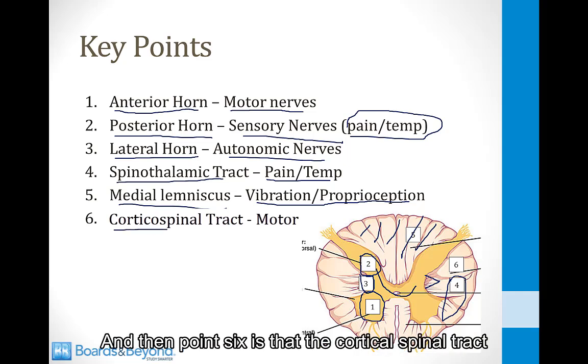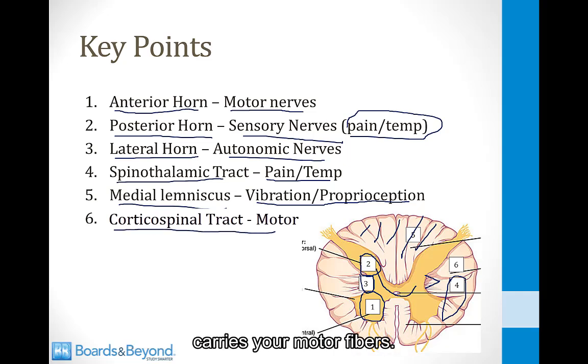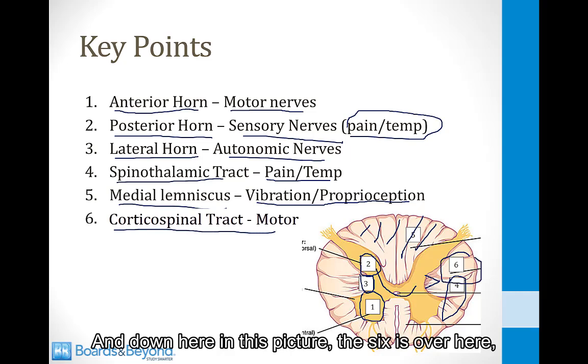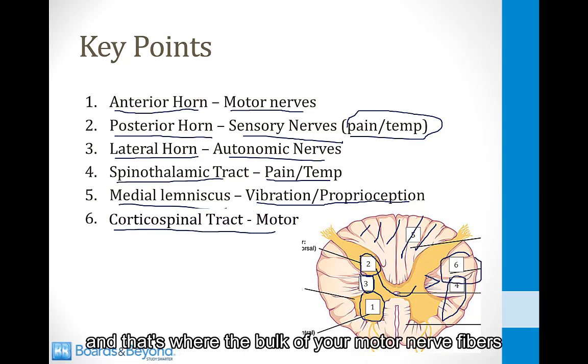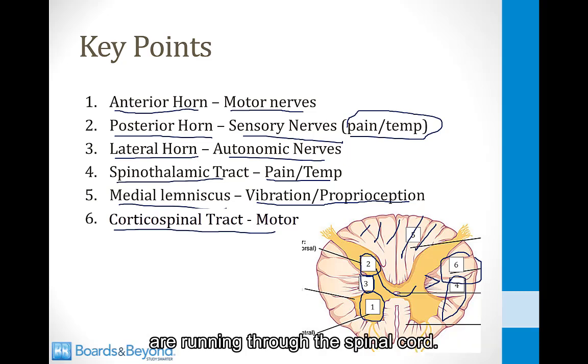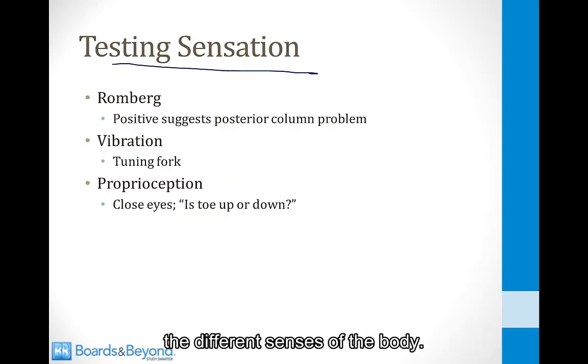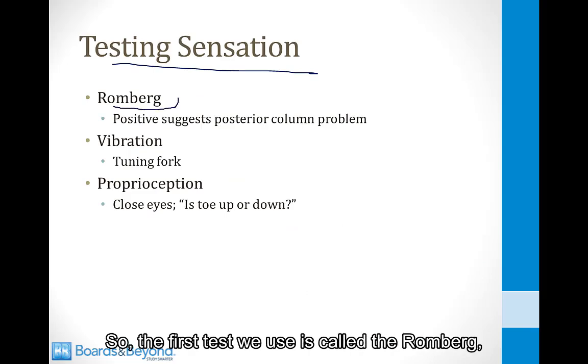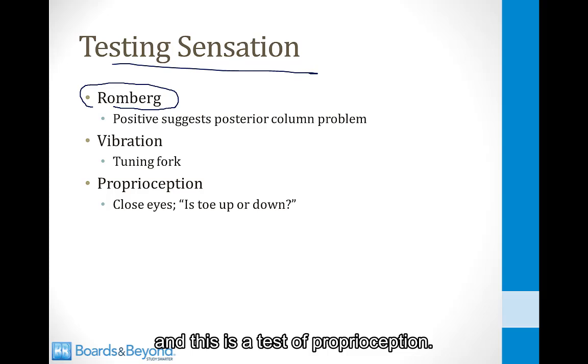And then point 6 is that the corticospinal tract carries your motor fibers, and down here in this picture the 6 is over here, and that's where the bulk of your motor nerve fibers are running through the spinal cord. So let's talk about how you test the different senses of the body. The first test we use is called the Romberg, and this is a test of proprioception.